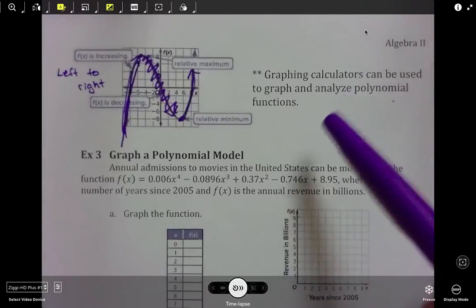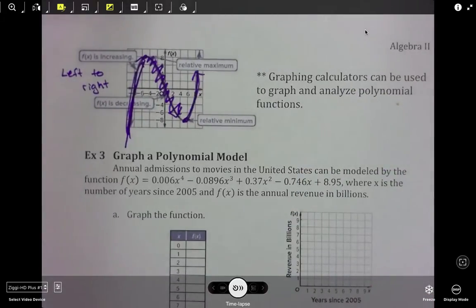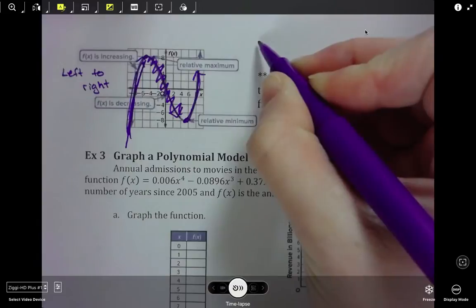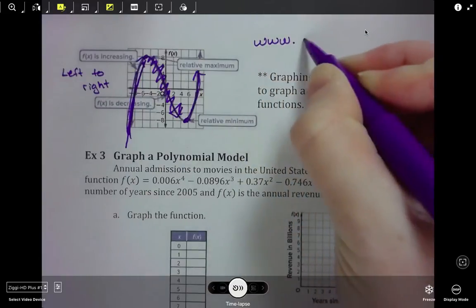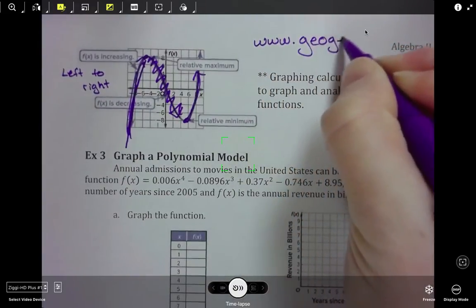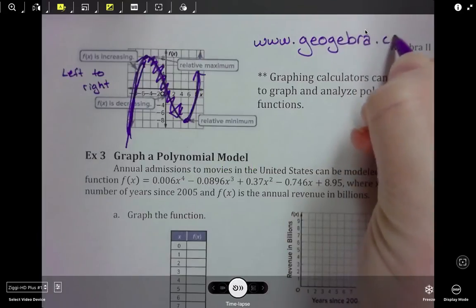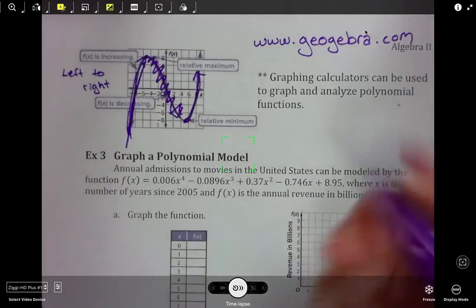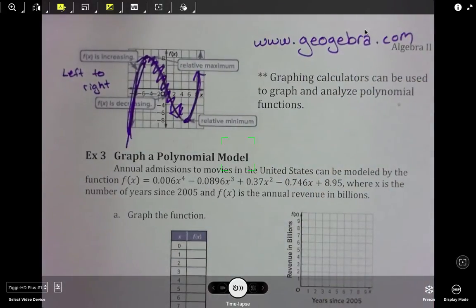But what I'm going to do is use software that I want you to become familiar with, because it can help you cheat on this stuff a lot, which is nice. I'll have you write that website down. Some of you have been here before. It's www.geogebra.com. If you just Google GeoGebra, that's what it's called. It's like geometry and algebra together.